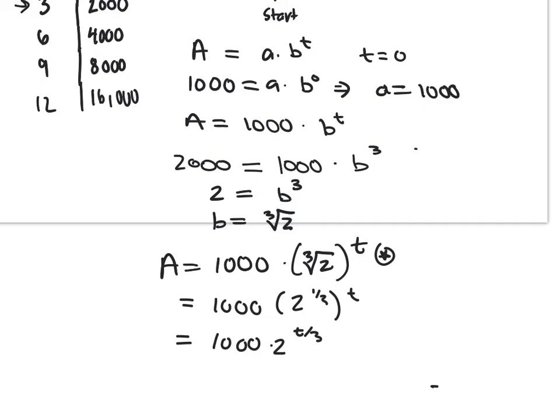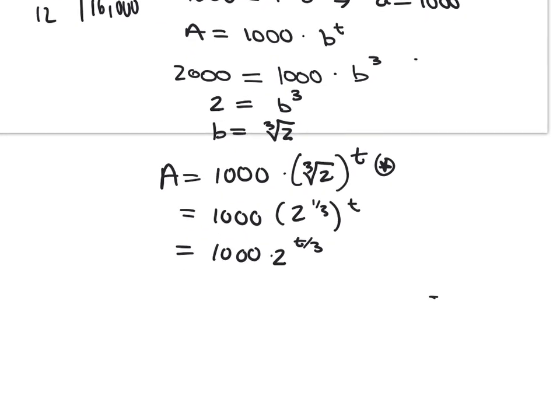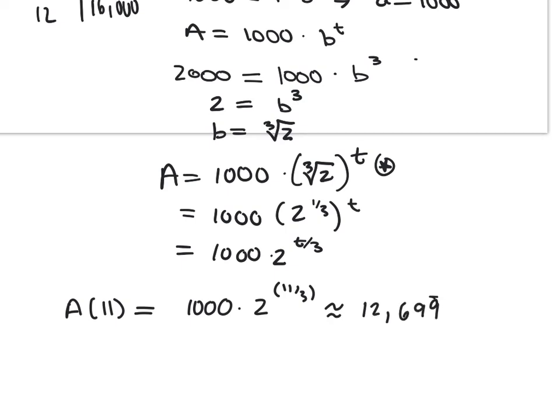I said something about figuring out how many they're going to be after 11 hours. How would you figure that out? A of 11 will be 1,000 times 2 to the 11 over 3. Some of your homework questions like this one really do involve a calculator. On the quiz, I'll just make it nicer. You'll just leave it like that. It's approximately 12,699, right? Okay.